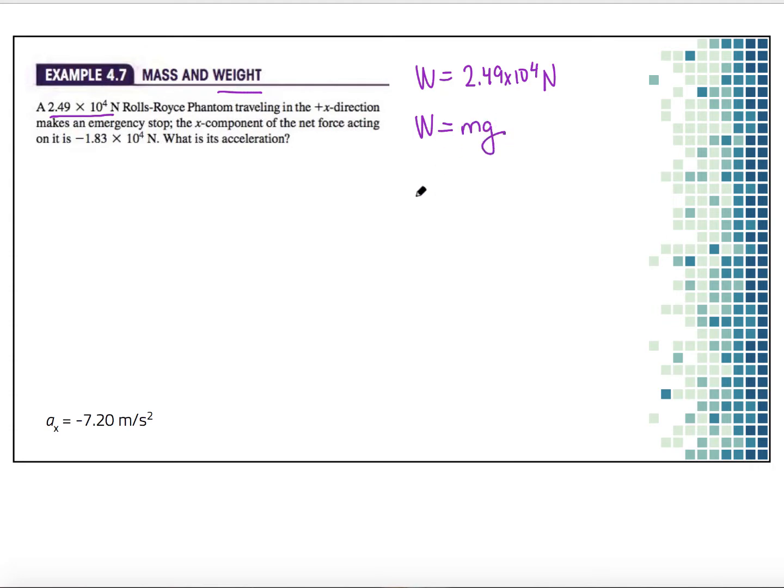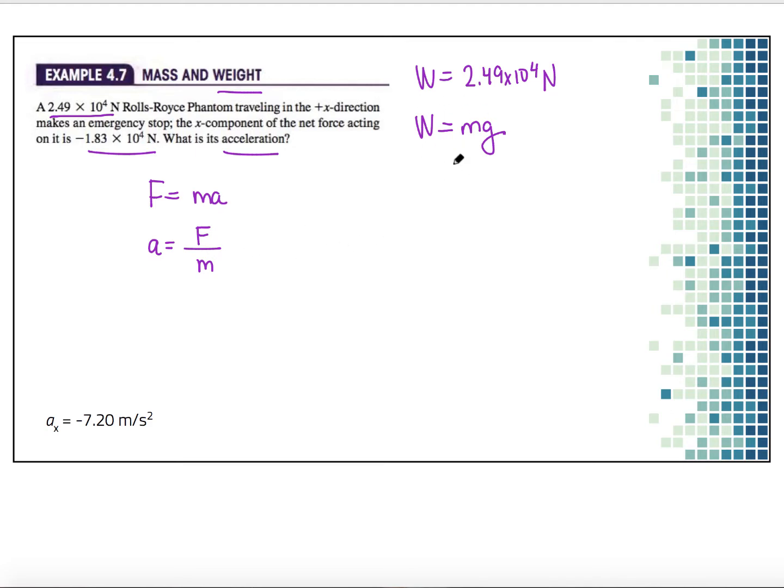So why are we given the weight in the first place? Well, if you continue to read the question, the car is traveling in the x direction and it makes a stop, where the x component of the force is negative 1.83 times 10 to the fourth newtons. And we want to calculate its acceleration. From that we know that force is equal to mass times acceleration, and if we're looking for acceleration we could rearrange this to say that acceleration is force divided by mass. Well, we have the force, but we don't know the mass. That's where the weight comes in.